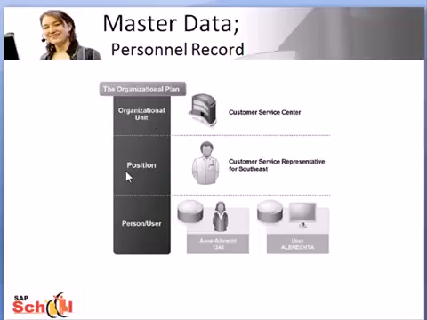Positions are the individual employee assignments in the enterprise, and persons occupy these positions. A position inherits a job's characteristics, but you can also define additional characteristics specific to that position. A person holds positions within the org structure. Persons represent employees in your company.